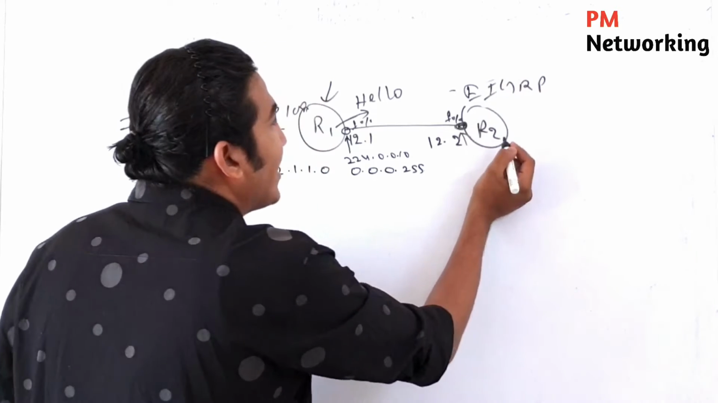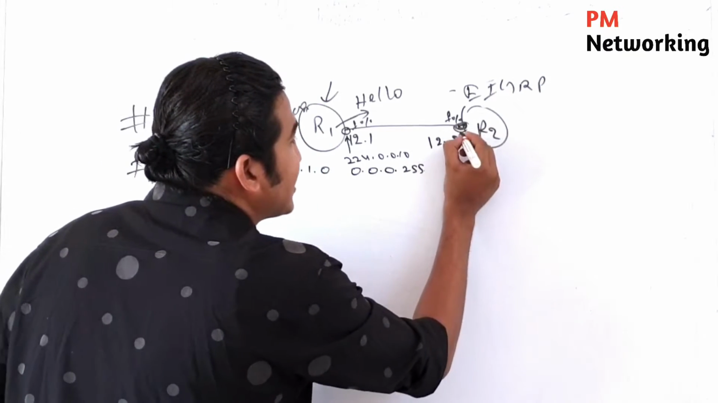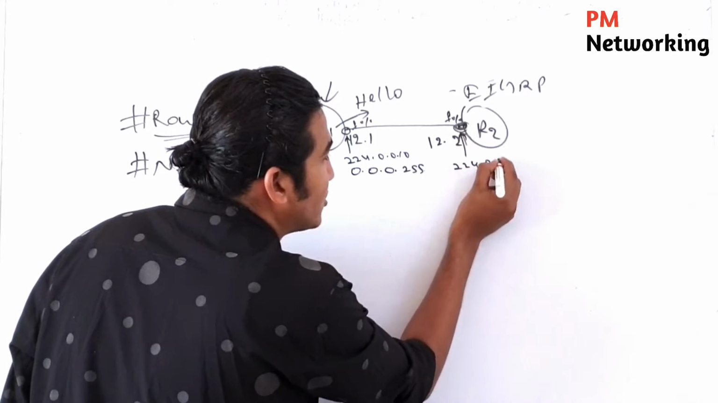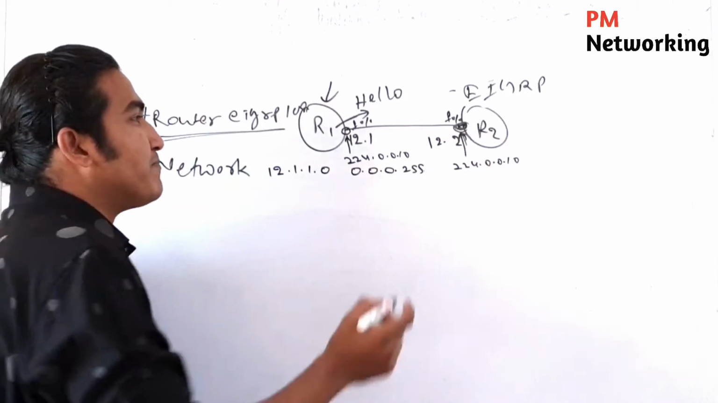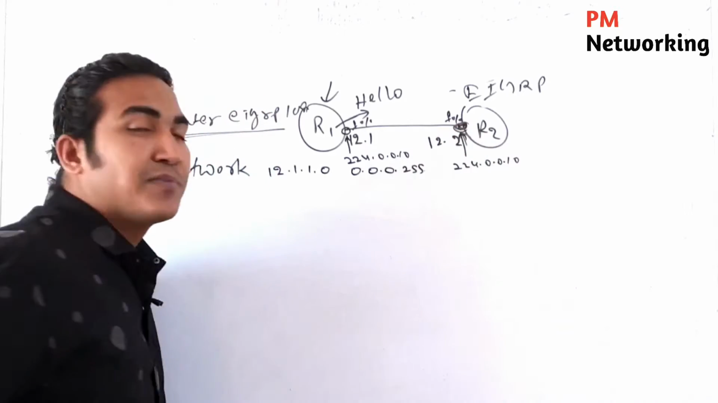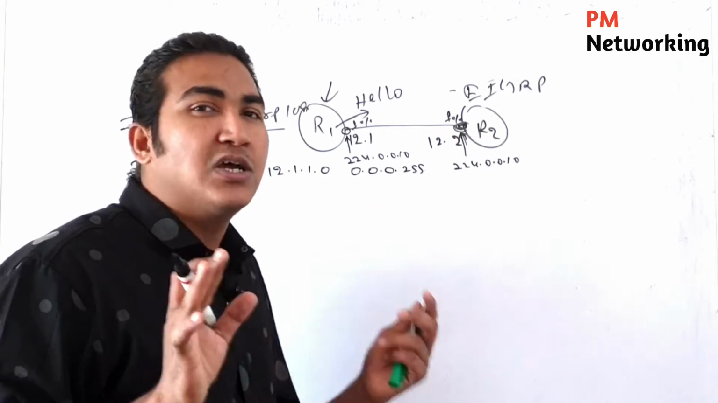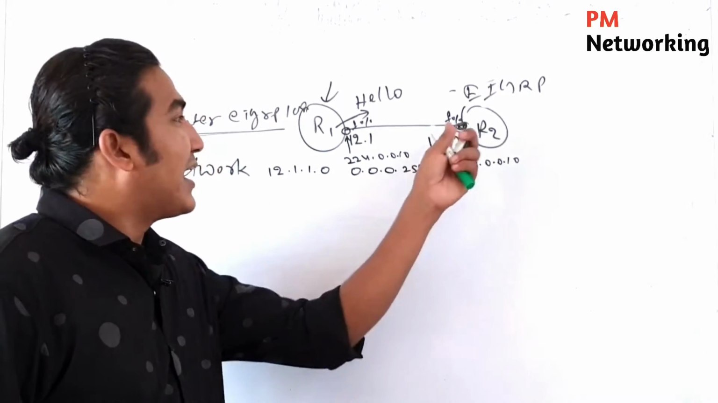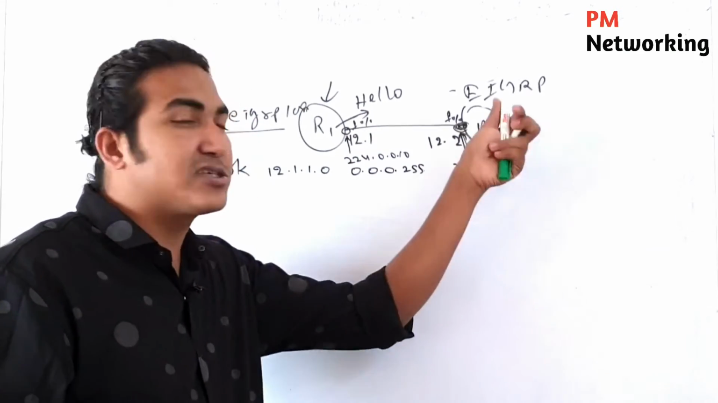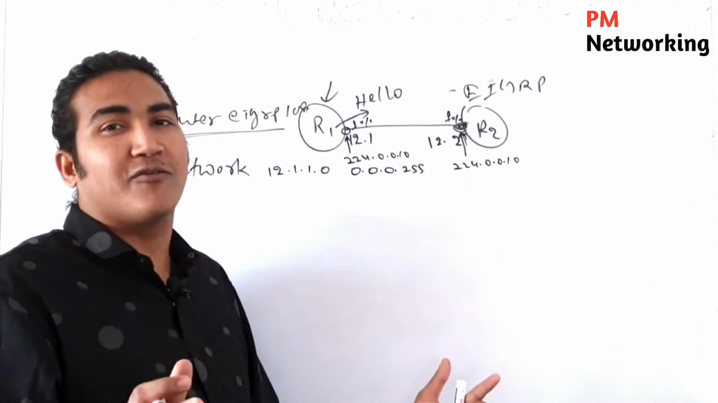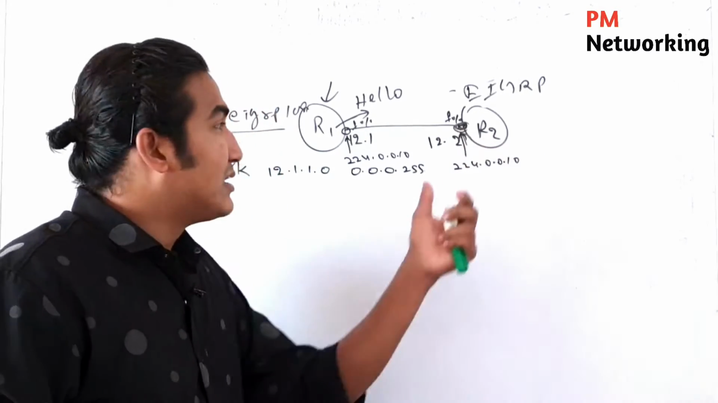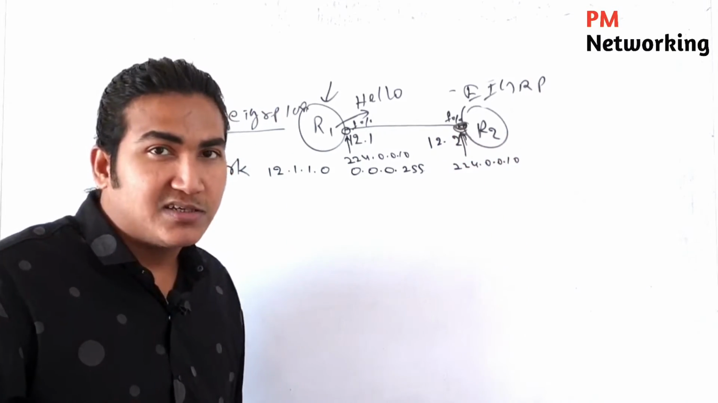EIGRP, right? When I advertise this network, this interface will also join the multicast group 224.0.0.10. Now when this router receives a hello on this interface, it will check the destination IP. The destination IP is 224.0.0.10, and I am a member of that multicast group, so I will check further information. Then this router will check the protocol field. In the protocol field, the value will be 88. Then this router will hand over to EIGRP at layer 3, right?